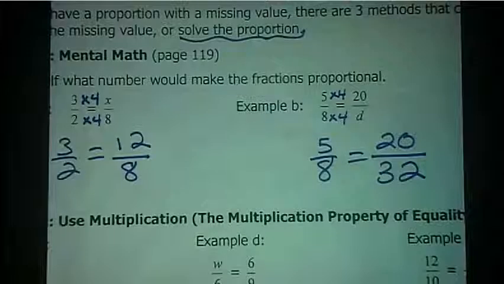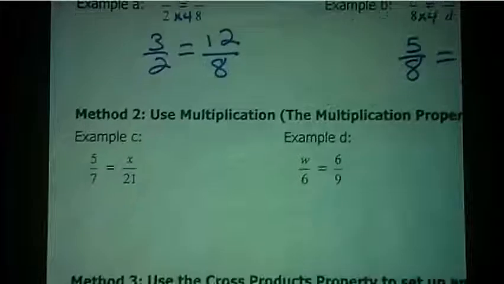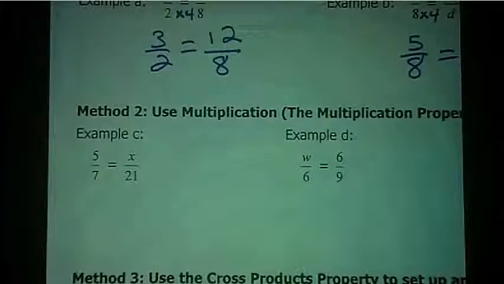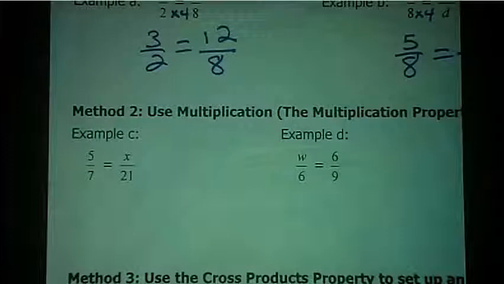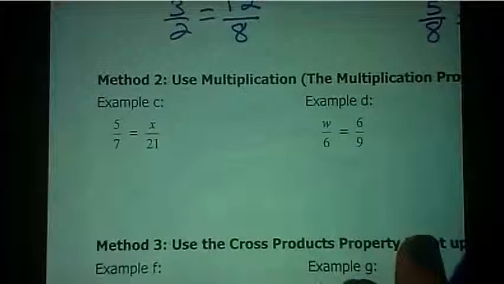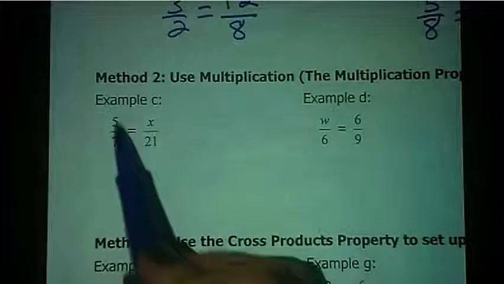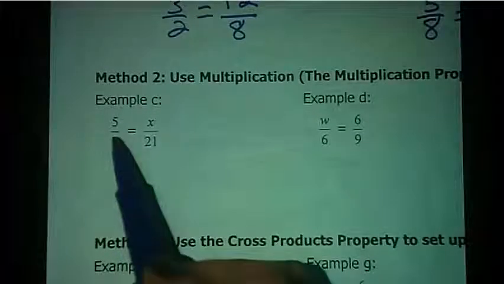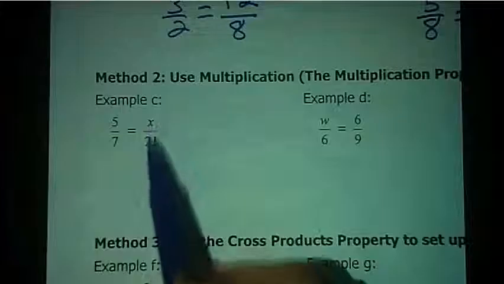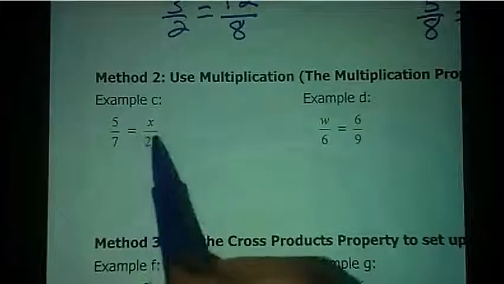Unfortunately, they're not all going to be that perfectly worked out. Sometimes we're going to end up dealing with numbers that aren't as pretty. This is my least favorite method, using the multiplication property of equality. This might look a little familiar to you from when we solved equations. We have that 5/7 is equal to x over 21. Remember that the fraction bar is like a division symbol.